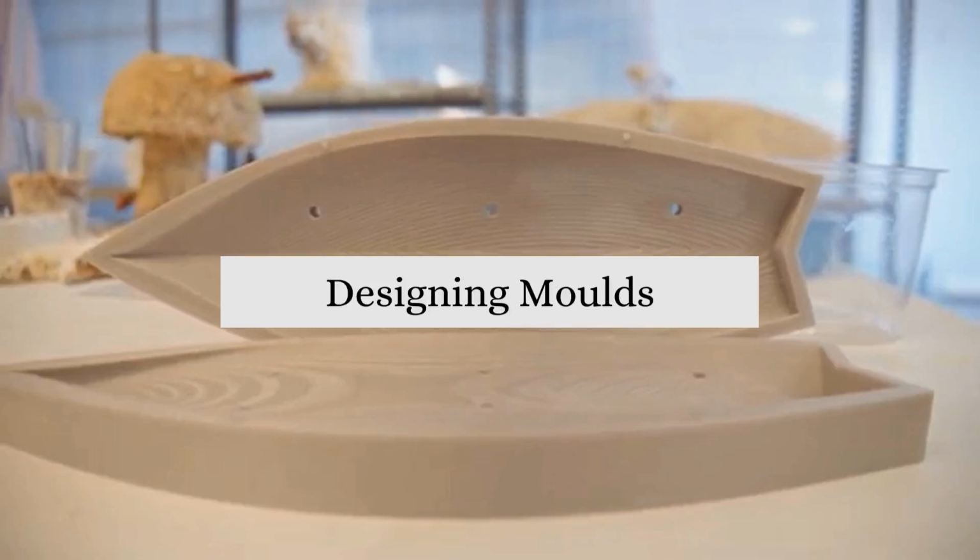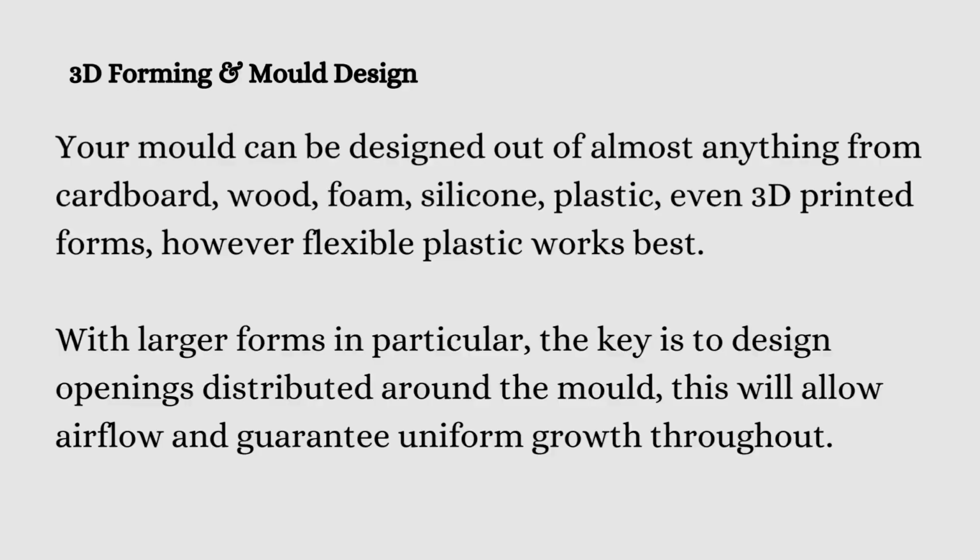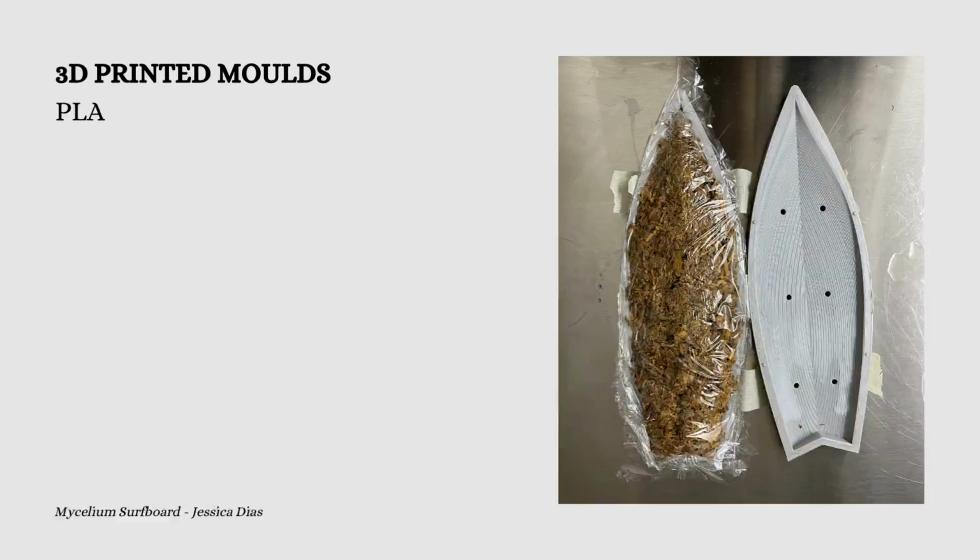And so what do we need to keep in mind when we are designing molds, with a 3D printer or without a 3D printer in general? Our molds can be designed out of almost anything. We can design them out of cardboard, wood, foam, silicone, plastic, even fabrics, and 3D printed forms, as you have seen so far. And with large forms in particular, the key is to design openings distributed around the mold. This will allow airflow and guarantee uniform growth throughout. What that looks like is this right here.